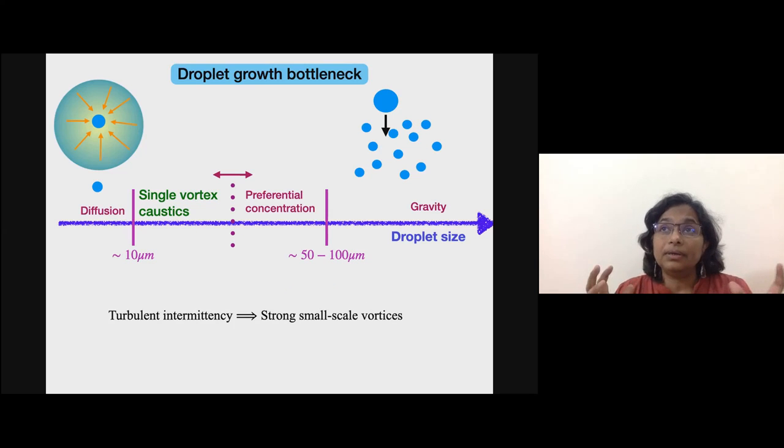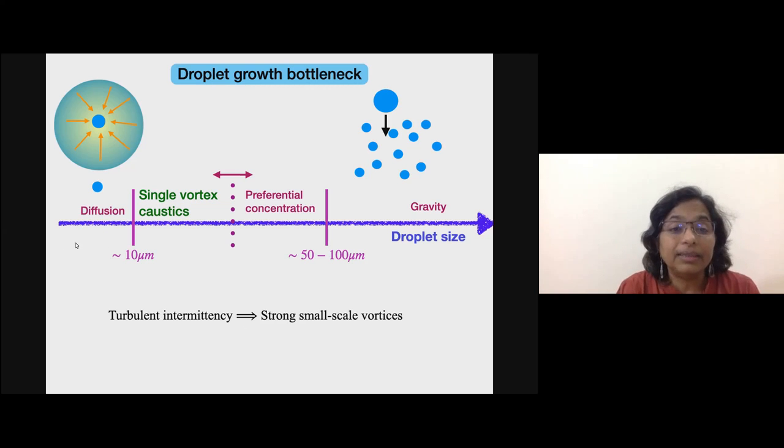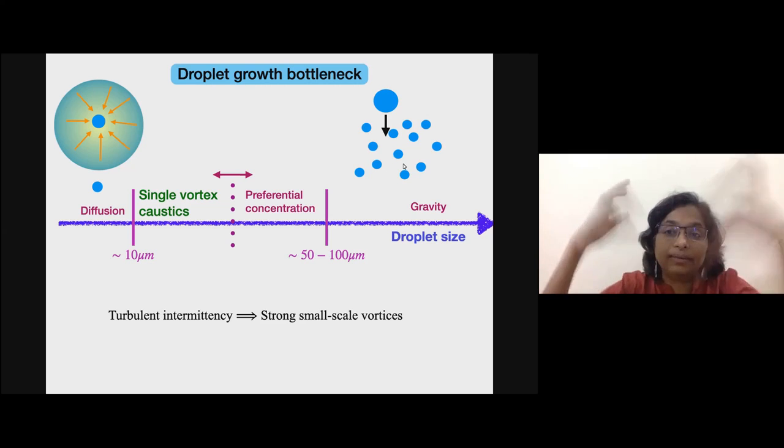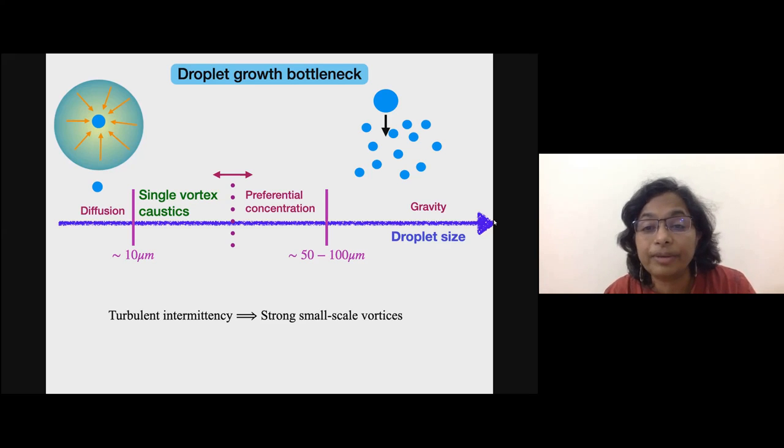So the case I want to make today is the following. It's about how droplets grow in clouds. We know that there is this thing called the droplet growth bottleneck. When cloud droplets are smaller than 10 microns, they're known to grow pretty fast by diffusion, by just condensation happening on aerosol particles. And when they're pretty big, more than 50 or 100 microns, they grow pretty well by gravity: big droplets fall faster than small droplets, and they collect those small droplets as they go down and they grow. So how do raindrops grow from here to here?